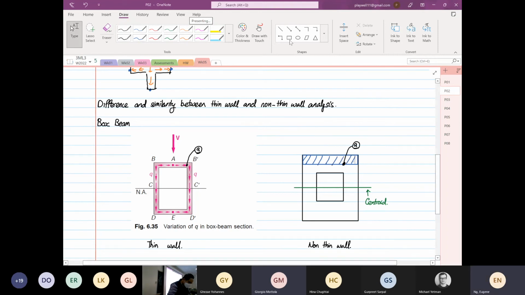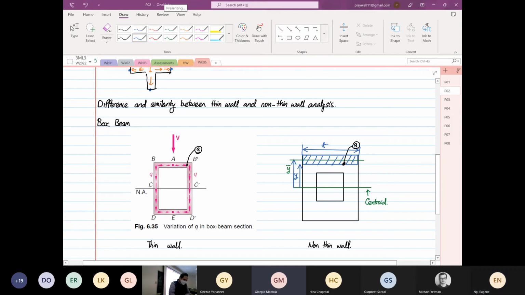The distance from here to here is your small y, and the distance from here up to here, which is the centroid of the area of interest, is your y bar. And the thickness that we take is this thickness.